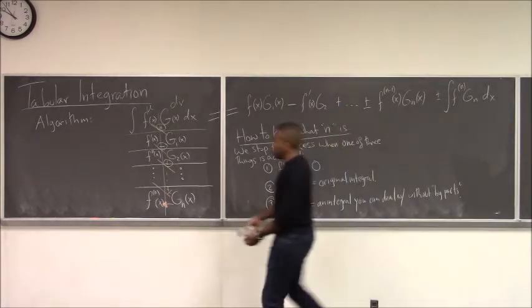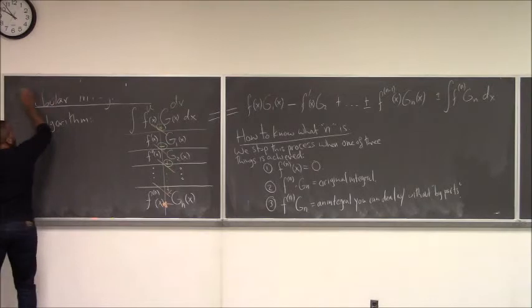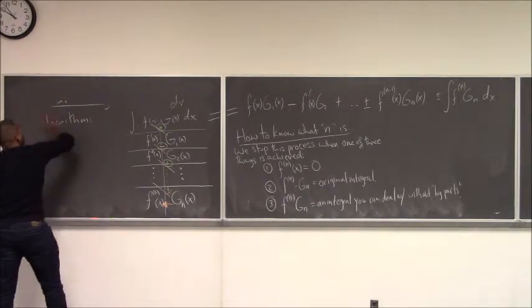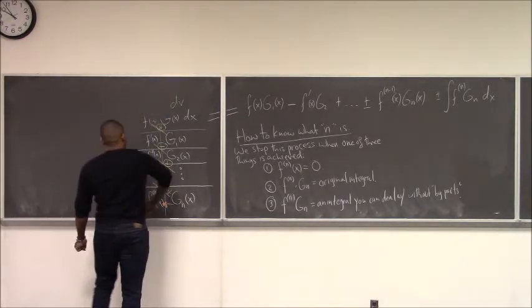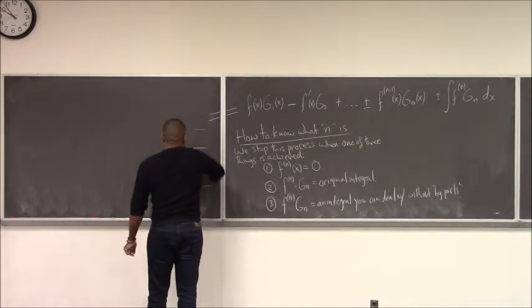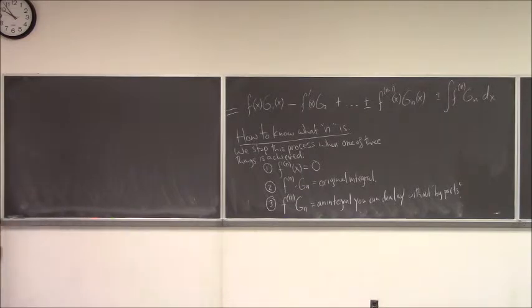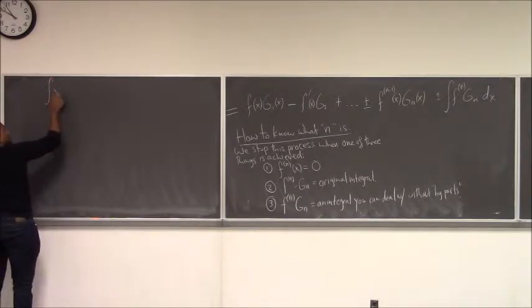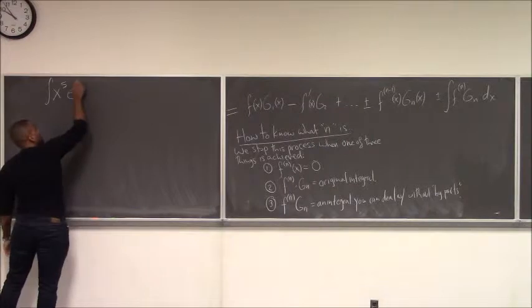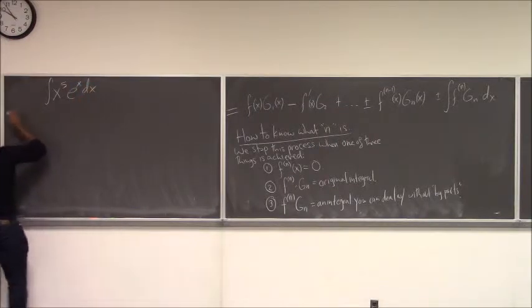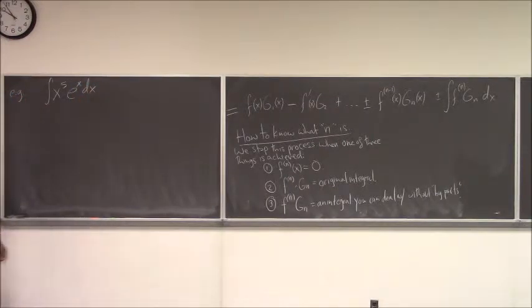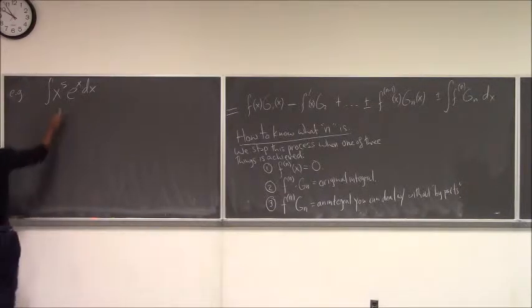Let's actually do some examples. Let's do the one I asked you to look at last time, x to the fifth, e to the x. Now, of course, we appreciate that this is going to be kind of annoying to do integration by parts directly. So instead, let's set up a table.